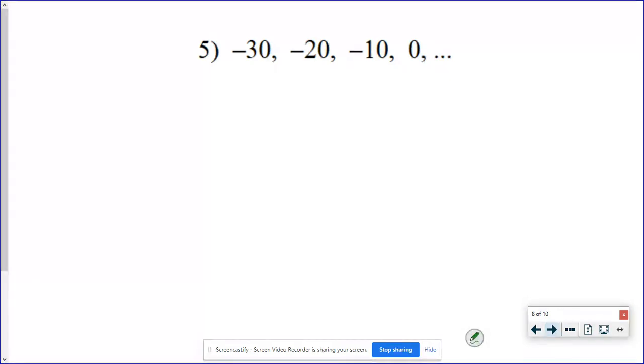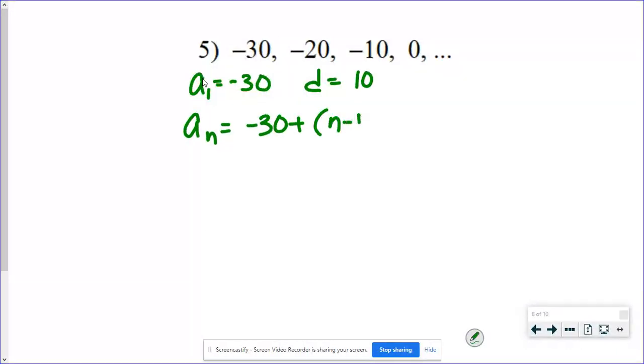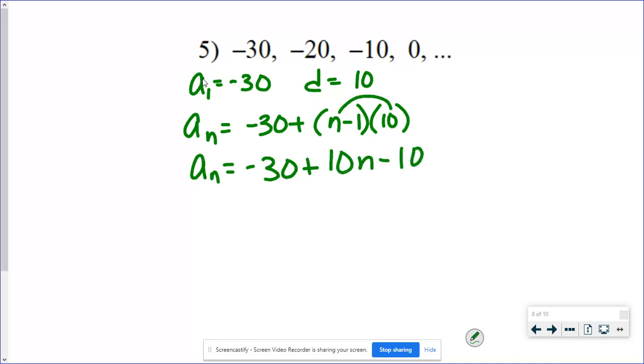So as we are moving forward, well, let me start with this. My first term is negative 30, but my common difference is actually increasing by 10 each time. So negative 30 plus n minus 1 times 10. I guess I didn't really need the parentheses there, but you can have those if you'd like. So 10n minus 10. And those match, but be careful because it's really a negative 10. So my sequence would be 10n, and then negative 30 and negative 10 would be negative 40.